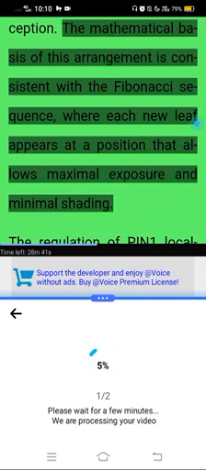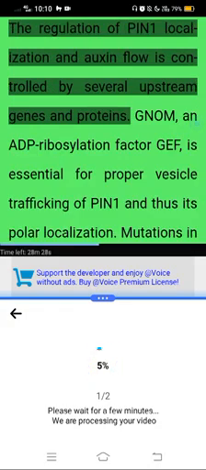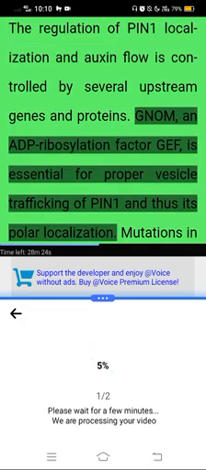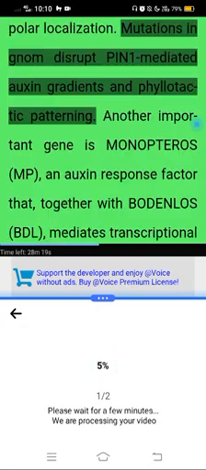The mathematical basis of this arrangement is consistent with the Fibonacci sequence, where each new leaf appears at a position that allows maximal exposure and minimal shading. The regulation of PIN1 localization and auxin flow is controlled by several upstream genes and proteins. GNOM, an ARF-GEF (ADP ribosylation factor guanine nucleotide exchange factor), is essential for proper vesicle trafficking of PIN1 and thus its polar localization. Mutations in GNOM disrupt PIN1-mediated auxin gradients and phyllotactic patterning.